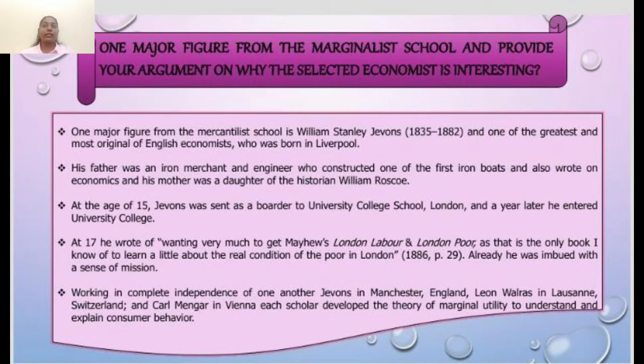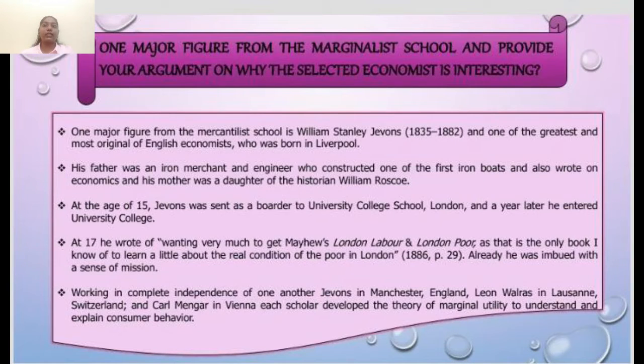First, one major figure from the Marginalist school is William Stanley Jevons, 1835 to 1882, one of the greatest and most original of English economists, who was born in Liverpool. His father was an iron merchant and engineer who constructed one of the first iron boats and also wrote on economics, and his mother was a daughter of the historian William Roscoe.